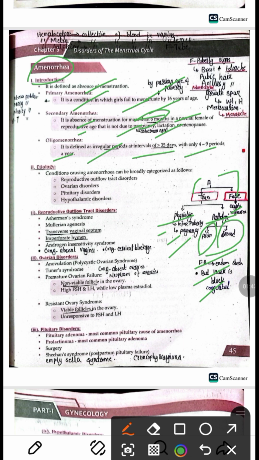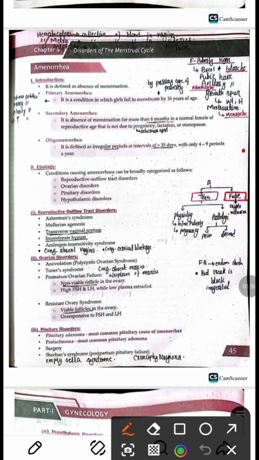There are different conditions that cause amenorrhea, and they can broadly be classified into the following categories. The first is reproductive outflow tract disorders. The second is ovulation disorders. The third is pituitary disorders, and the fourth is hypothalamic disorders. The first one, reproductive outflow tract disorders, causes amenorrhea.